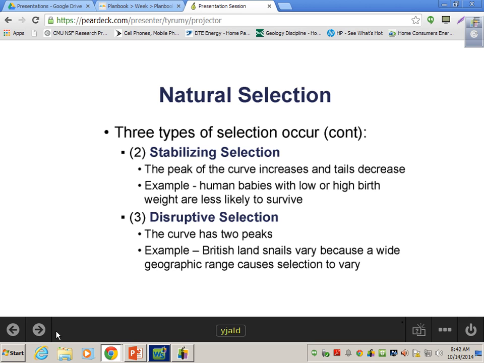And then there's stabilizing selection. This is where things don't change very much. This is where the peak of the curve increases and tails decrease. An example is human babies with low or high birth weight are less likely to survive, so we get more of an average birth weight. Okay? If you're too little, you have malnutrition, and you die for various reasons, either underdeveloped organs or a lot of different reasons. If you're too big, you have problems during birthing, and unless there's a doctor there, you die.